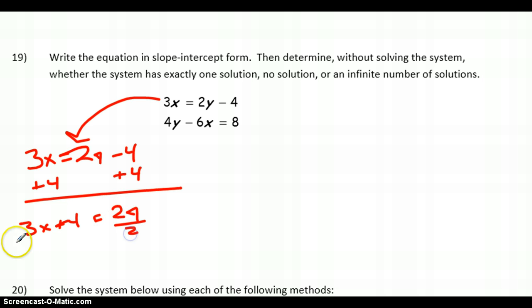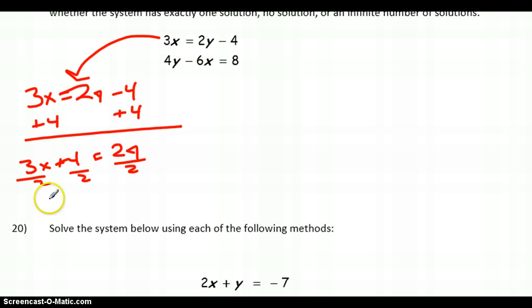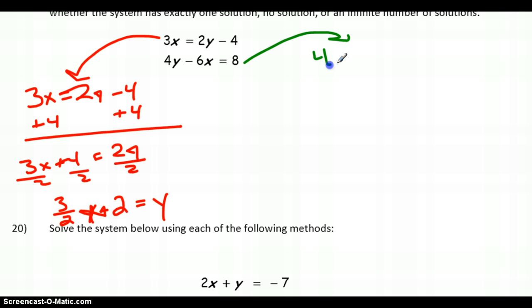If I divide everything by 2, that gives me 3/2 x plus 2, my bad, I don't know why I put a y there, equals y. There's my y. Alright, and if I look at the other one, solve this equation for y: 4y minus 6x equals 8, and we're going to add that 6x over so we can get the y by itself.